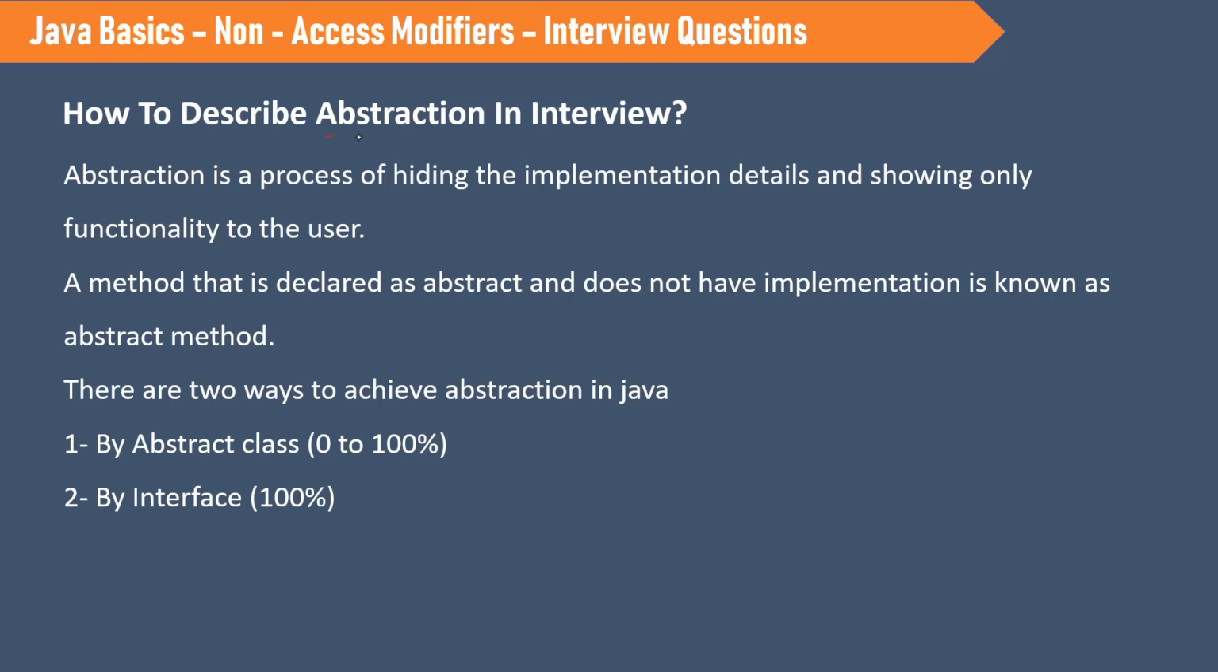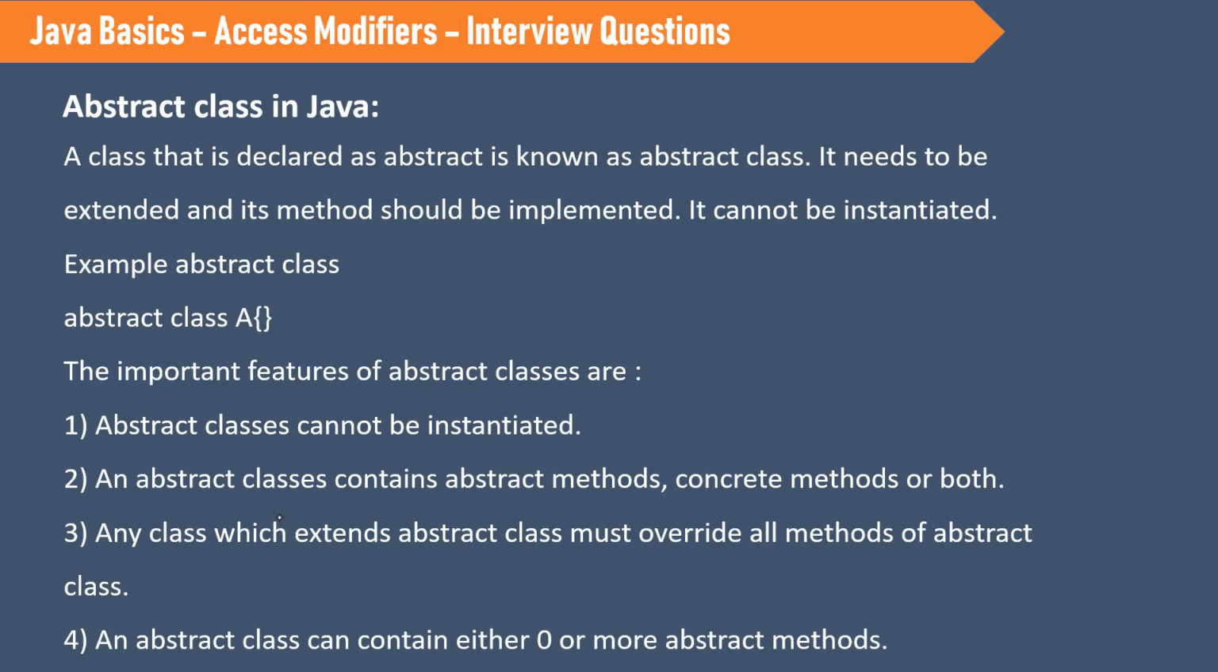So how to describe abstraction in interview? Abstraction is a process of hiding implementation details and showing only functionality to the user. A method that is declared as abstract and doesn't have implementation is known as abstract method. There are two ways to achieve abstraction: one is by using abstract class and another one is by using interface. Next question is, what is an abstract class in Java?